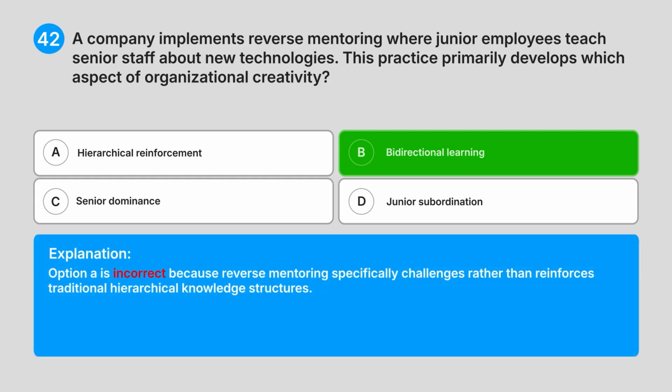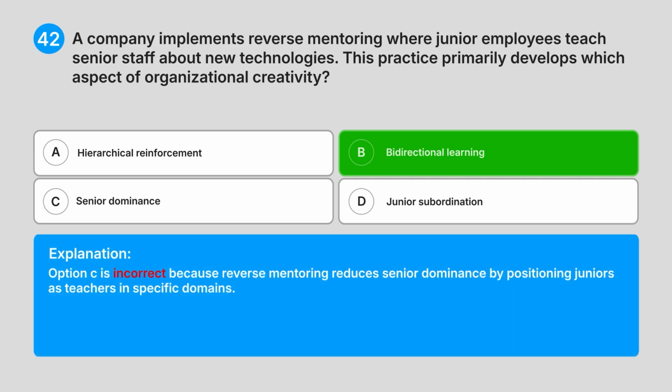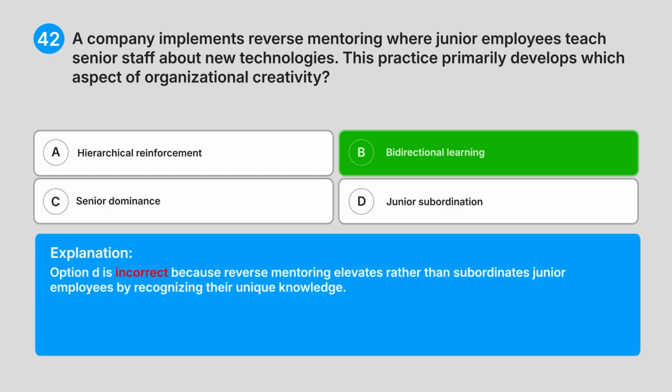Option A is incorrect because reverse mentoring specifically challenges rather than reinforces traditional hierarchical knowledge structures. Option C is incorrect because reverse mentoring reduces senior dominance by positioning juniors as teachers in specific domains. Option D is incorrect because reverse mentoring elevates rather than subordinates junior employees by recognizing their unique knowledge.